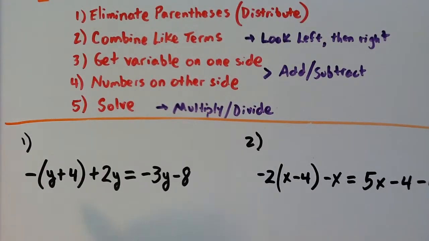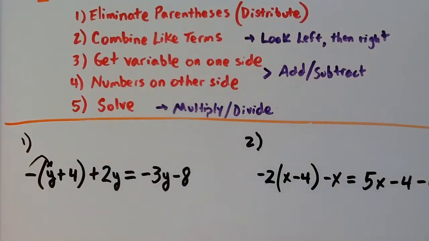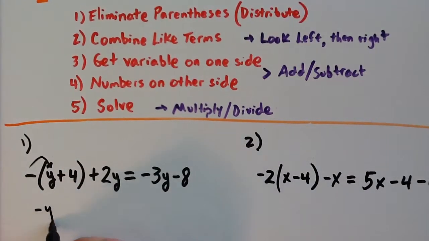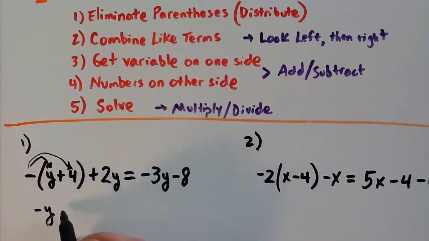But you may be saying, what number is there? What number do I distribute? Well, if you don't see the number, it is 1. And in fact, this is negative 1. So we're multiplying. I can show the rainbow here. Negative 1 times y. That would be negative y. And negative 1 times positive 4. Negative 1 times 4 is negative 4.